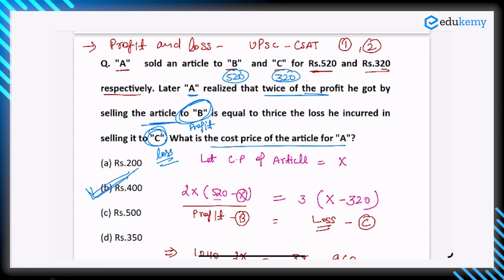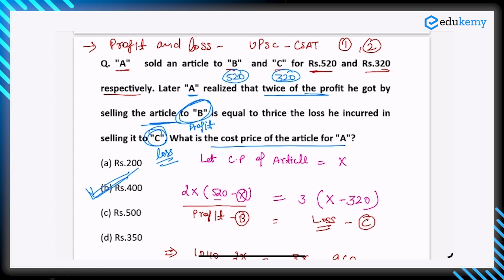तो सबसे पहले हमें क्या करना है, we need to understand the question, we need to write the information that is given in the question, then we will solve the question. So in this question, A sold an article to B and C for 520 and 320 rupees. We know he sold an article to B with the rate of 520, to the C with the rate of 320. Later he realized that जो आर्टिकल उसने ए को बेचा उसमें उसको प्रॉफिट हुआ, जो आर्टिकल उसने बी को बेचा उसमें उसको लॉस हुआ.